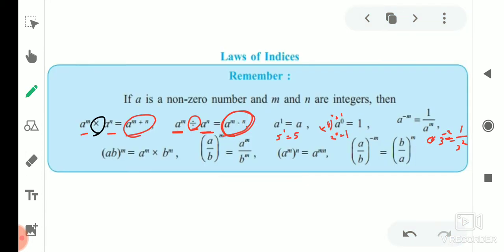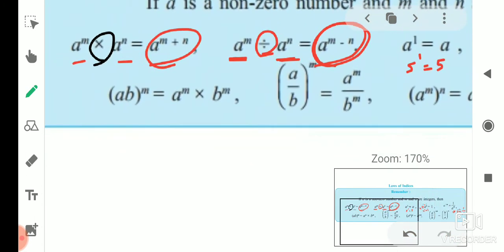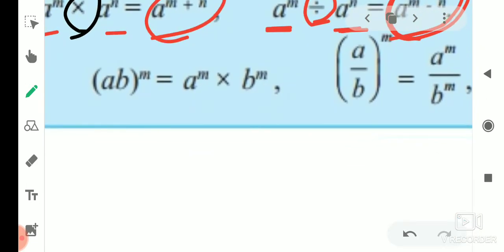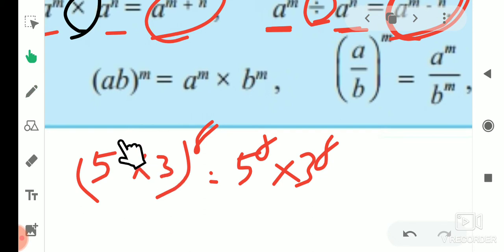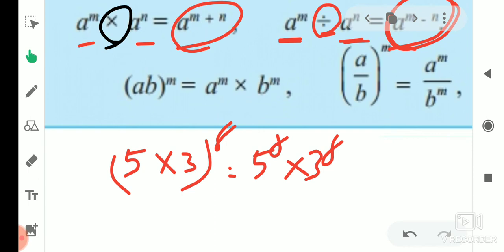The next property that we have seen in this video is ab raised to power m. If two numbers are in the product and we are taking the power of that, then the power will separate out: a raised to power m into b raised to power m. The example: 5 into 3 raised to power 8 will give 5 raised to power 8 into 3 raised to power 8, as shown here. ab raised to power m will give a raised to power m into b raised to power m.